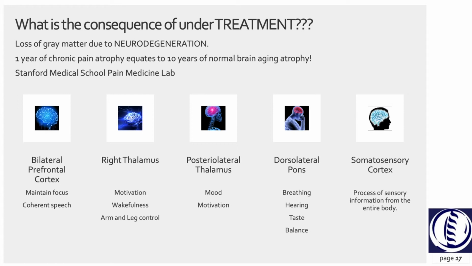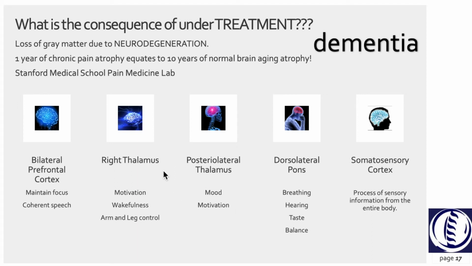So what is the consequence of undertreatment? Stanford Medical School Pain Medicine Lab has shown through fMRI studies that having 1 year of chronic pain atrophies the brain equivalent to 10 years of normal aging. So you have loss of gray matter due to neurodegeneration. This is the same thing that happens in dementia.